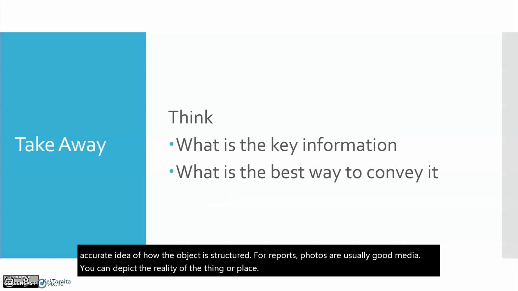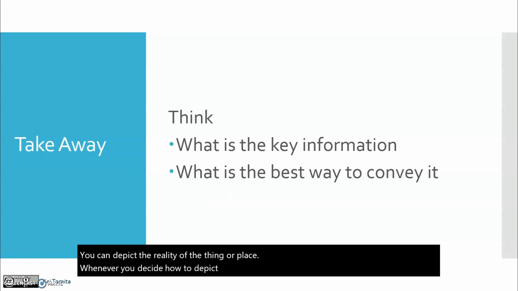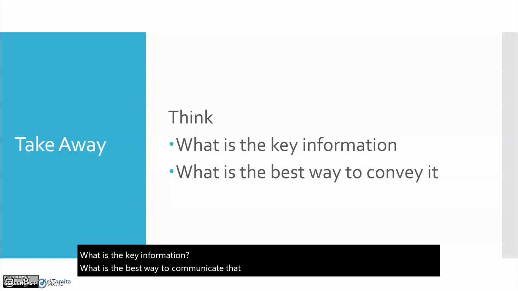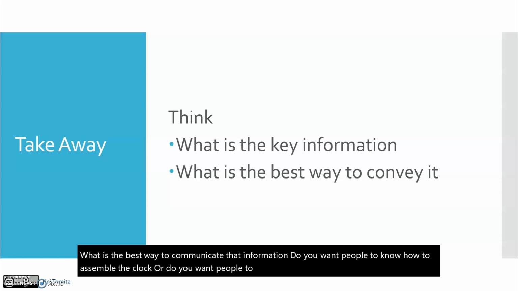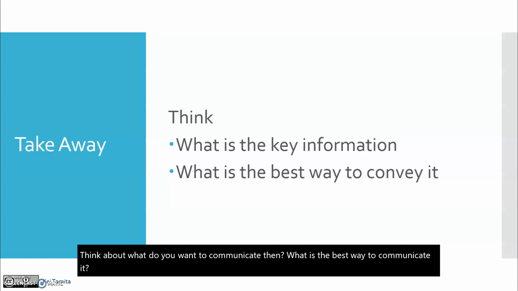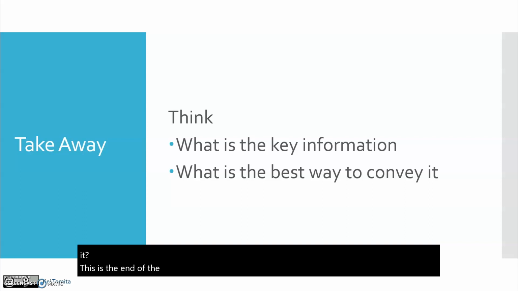Whenever you decide how to depict some particular object, you need to answer two questions. What is the key information? What is the best way to communicate that information? Do you want people to know how to assemble the clock? Or do you want people to know the structure of the hard drive? Or do you want to report how an event went? Think about, what do you want to communicate? Then, what is the best way to communicate it? This is the end of the second video about graphics in technical communication.